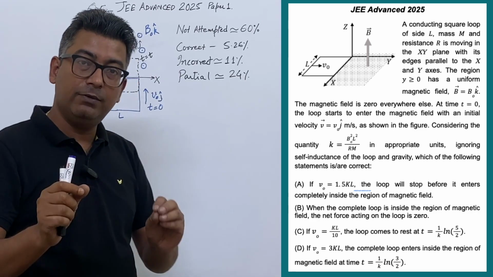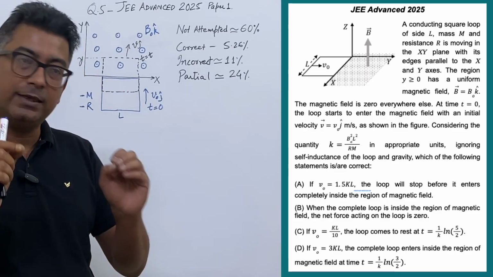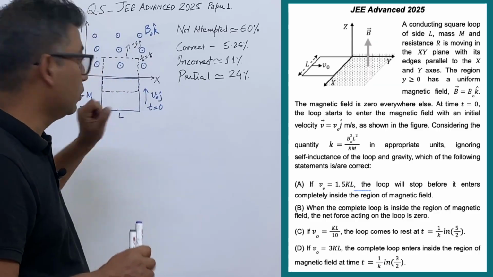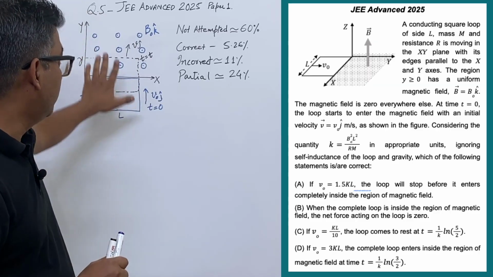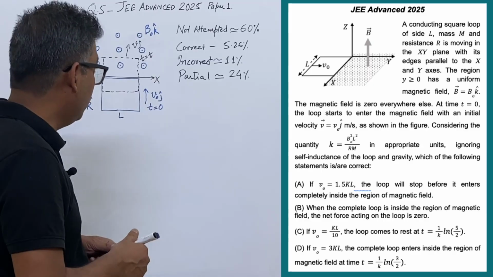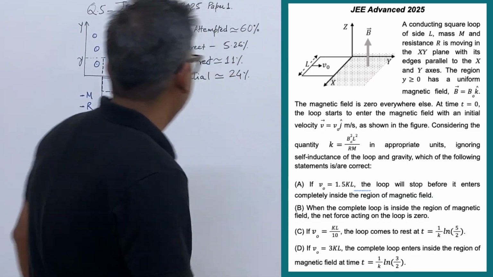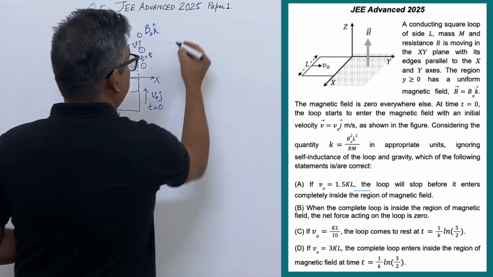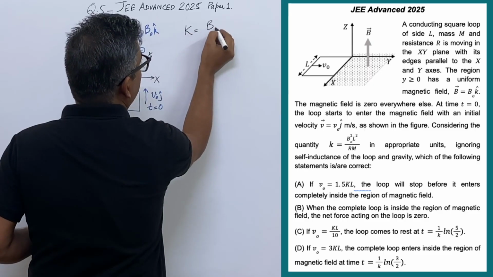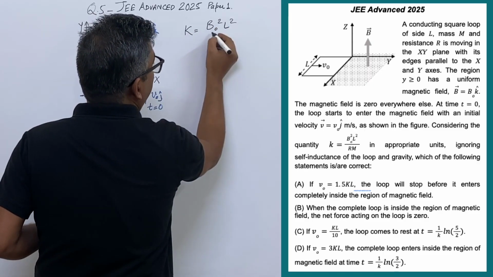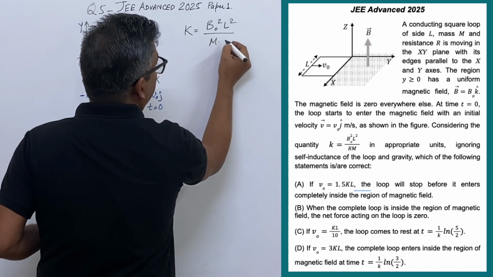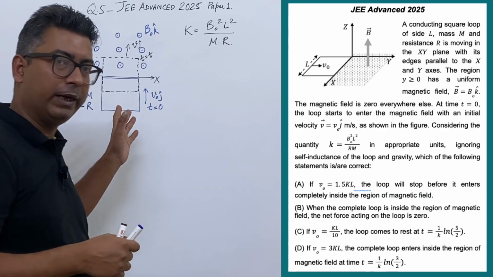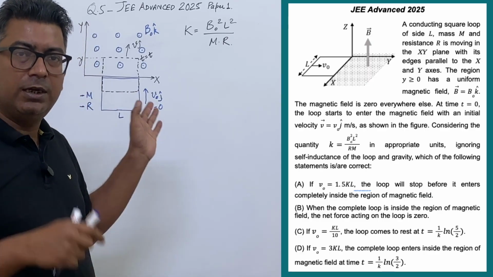Now let's see whether the rest of the three options, A, C and D, are correct or not. But before that, let's see what's happening and try to come up with some equations. There is one more piece of information provided here, a constant K, equal to B naught square L square by M into R. And we'll see how we can use it, because most of the options provided are based on velocity with reference to this K value.